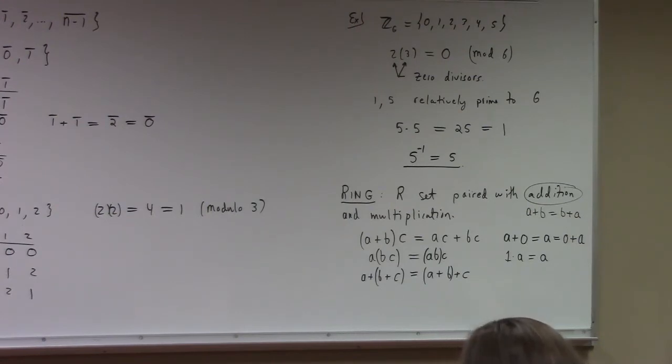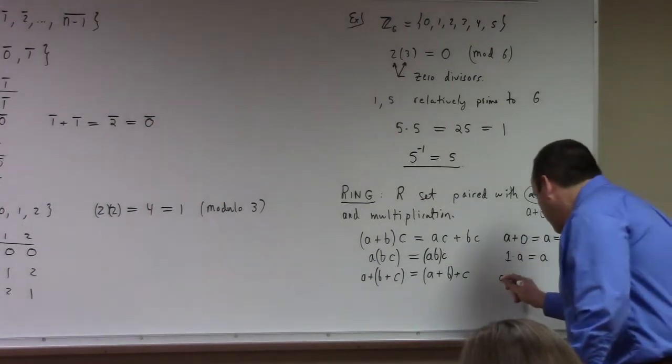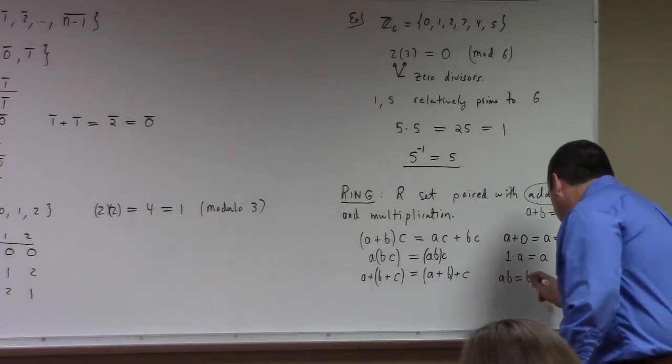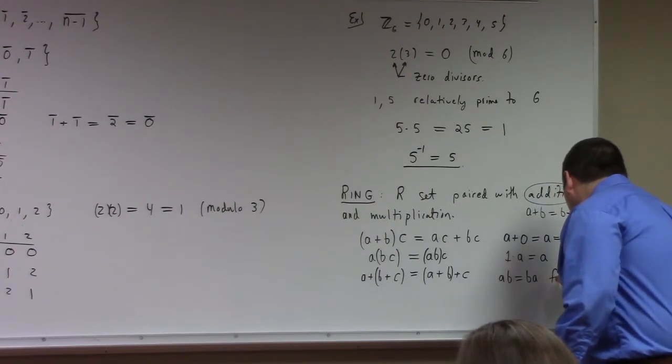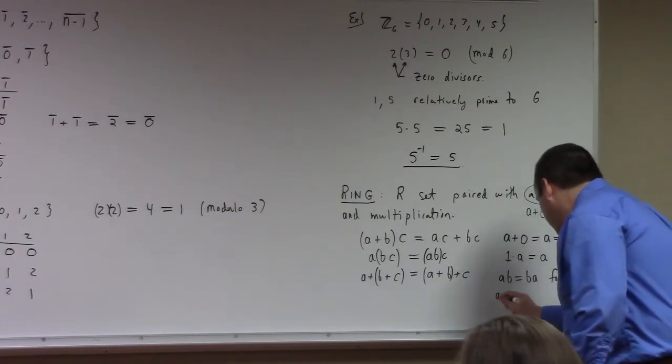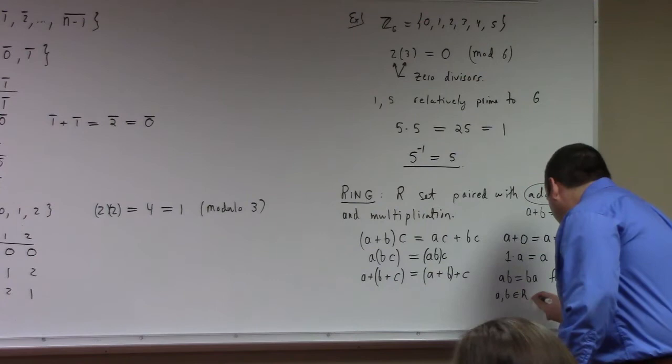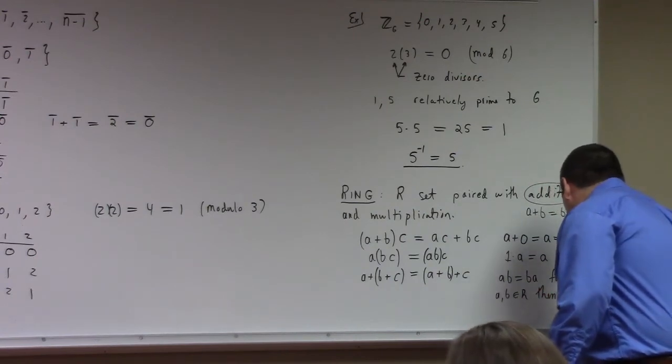Now, if we have commutativity, that means a times b equals b times a for all a and b in the ring, then R is a commutative ring.